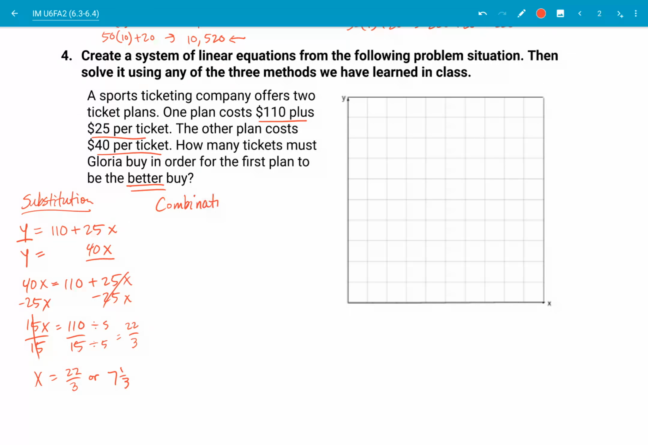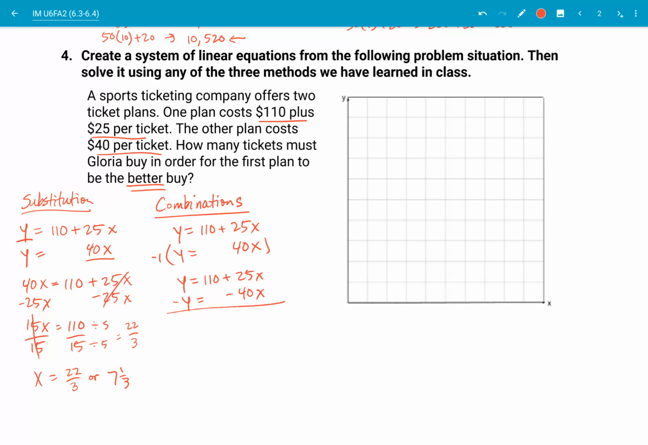Okay, so if you decided to use combinations, you might have done something like this. You might have written your first equation as y equals 110 plus 25x, and then your second equation as y equals 40x. And now we're trying to get one of these numbers to be the opposite of the other number. So if I multiply this bottom equation by -1, now I can have equations that look like y equals 110 plus 25x, and I would have negative y equals negative 40x.